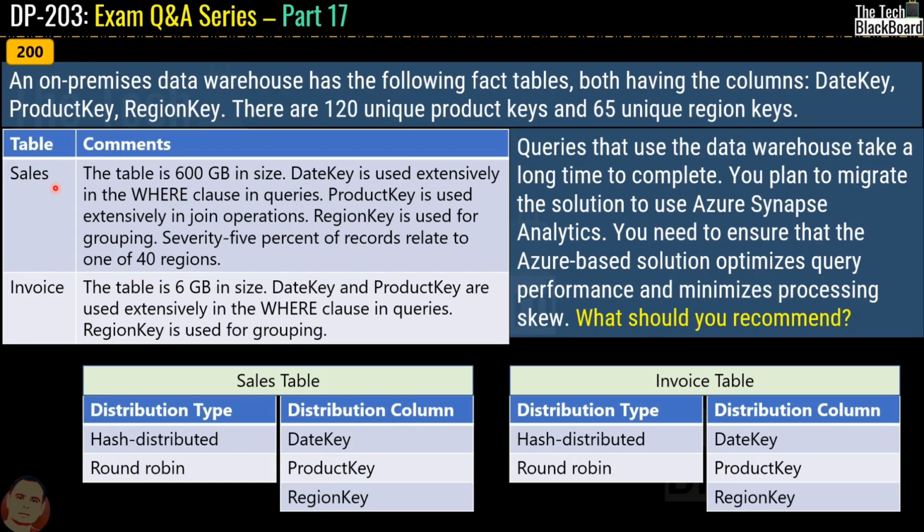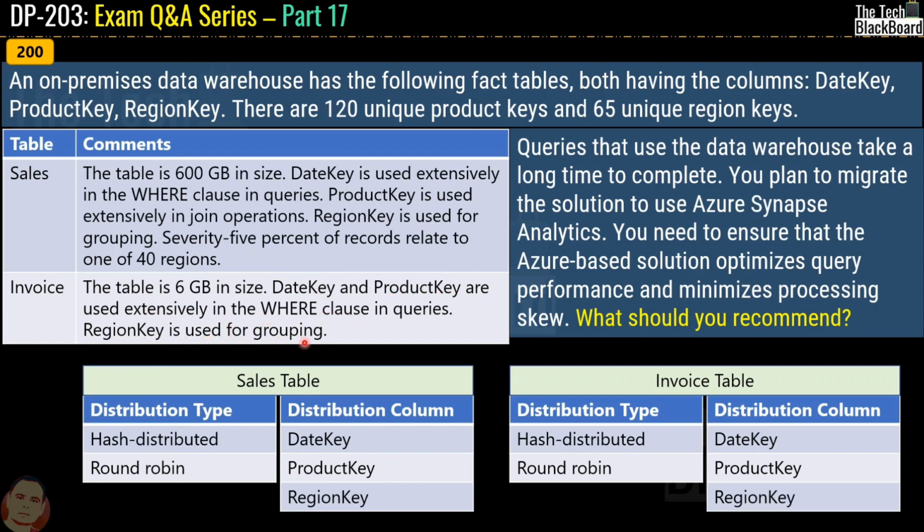One is the sales table, and the comment given here is that the table is 600 GB in size. Date key is used extensively in the where clause in the query. Product key is used extensively in the join operation, and the region key is used in grouping. Also given is the skew: 5% of the records relate to one of the 40 regions. Then we are given the details of another fact table named invoice, and here it says that the table is 6 GB in size. Date key and product key are used extensively in the where clause in the queries, and region key is used for grouping.